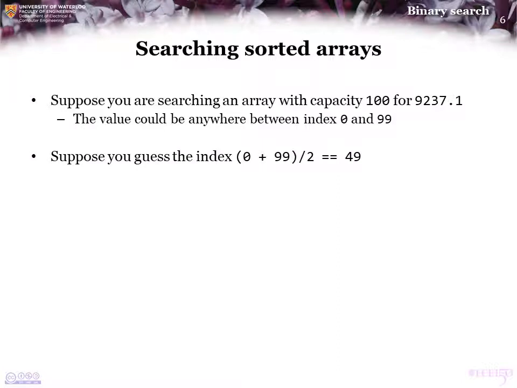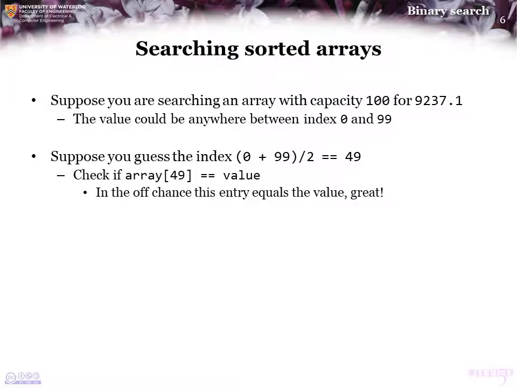Let's play the same game. Let's calculate the average of the two end points, the two indices, and 0 plus 99 divided by 2 is 49. Let's check entry 49. In the off chance that array entry 49 equals the value we're looking for, great, we have found it. However, chances are this is not the case.